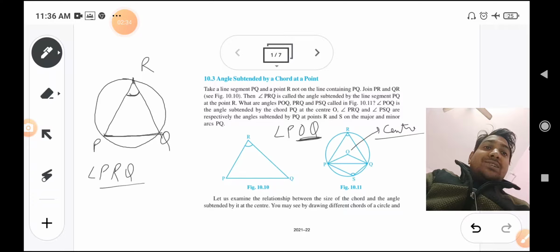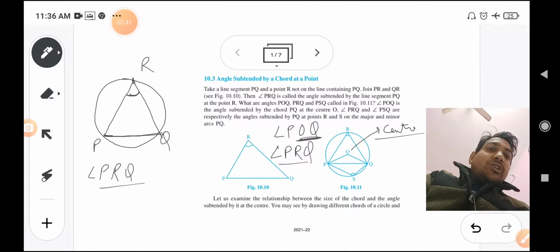Similarly, if someone asks what PRQ is, see, this one is PRQ. So you can say PRQ is the angle subtended by the chord PQ at point R in the major segment, right? Because this is the major segment. What the major segment is, we have already discussed in the last video. So angle PRQ is the angle subtended by this chord PQ at point R in the major segment. Is it clear to everyone?